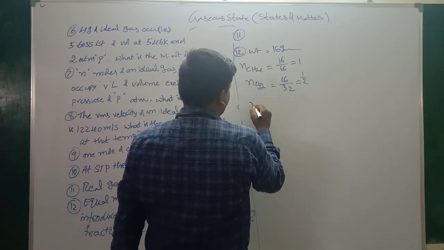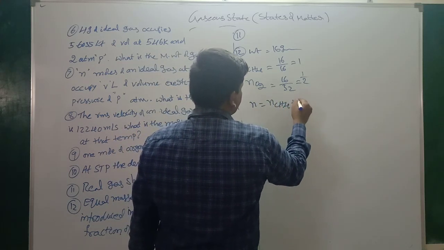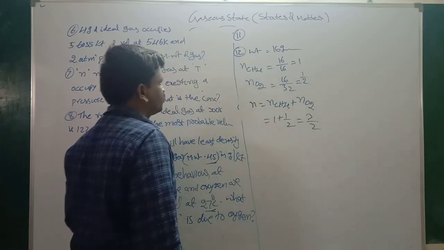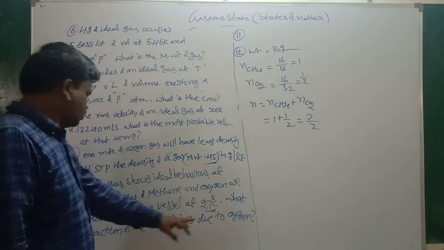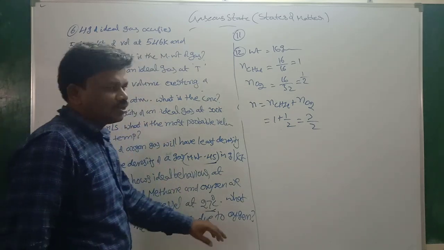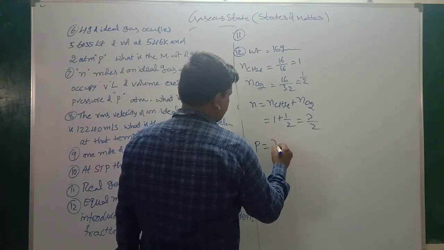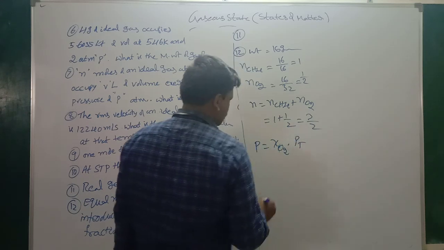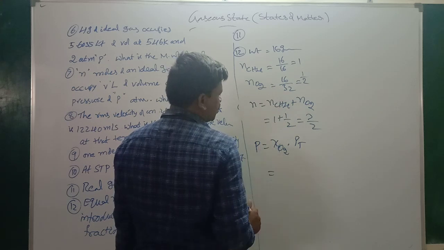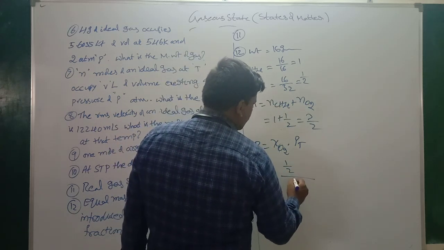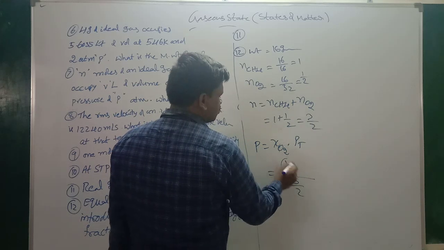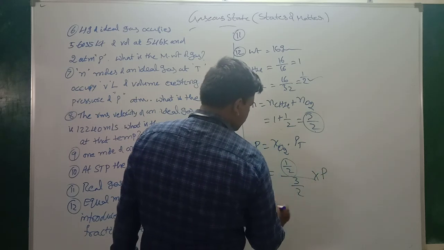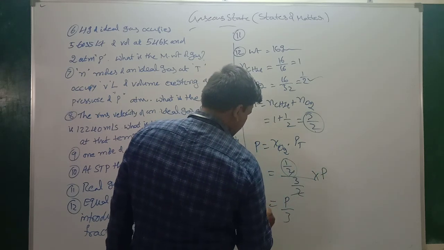Then total number of moles n is 3 by 2. Here given, what fraction of the total pressure P is due to oxygen. That means partial pressure equal to mole fraction of oxygen into total pressure. Mole fraction of oxygen is equal to number of moles of oxygen by total number of moles. Number of moles of oxygen 1 by 2 and total number of moles 3 by 2, and total pressure P. Then finally P by 3.